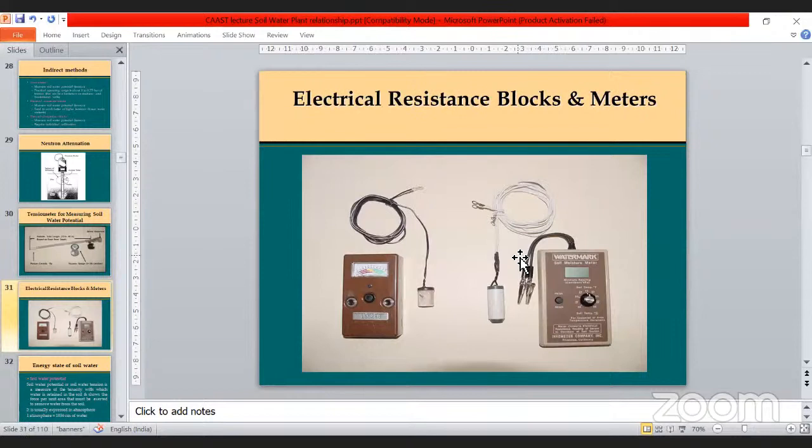So this is again the electrical resistance method. We generally find it, or you might have seen it, in the case of the water detectors of the Government of Maharashtra, where if you have to dig a borewell, you have to take permission from the government for the digging of that particular borewell.